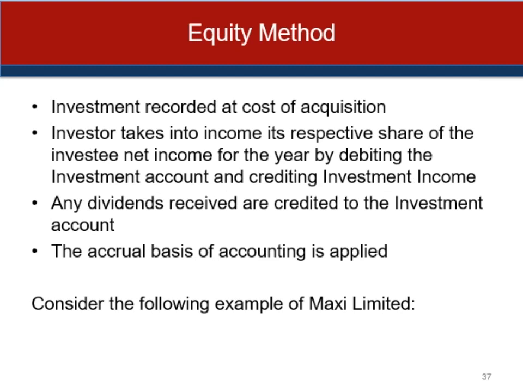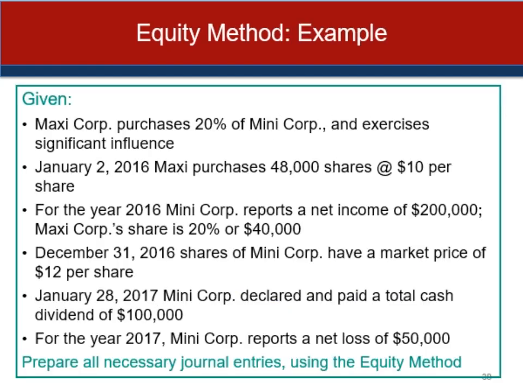So if we're looking at the company called Maxi Limited here, Maxi is using the equity method, and so Maxi purchased 20% of Minicorp, and so they think they exercised significant influence over Minicorp's transactions. On January the 2nd, 2016, they purchased 48,000 shares at $10 per share, so about $480,000. In the year 2016, Minicorp reported an income of $200,000, so their share is $40,000. The influencer, Maxi Corp, the parent company, is due $40,000.